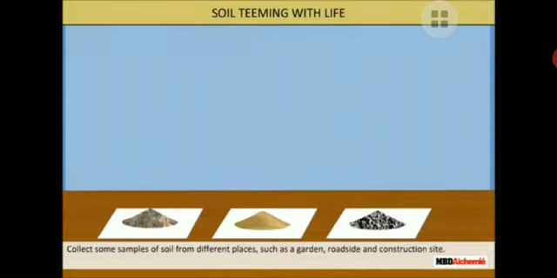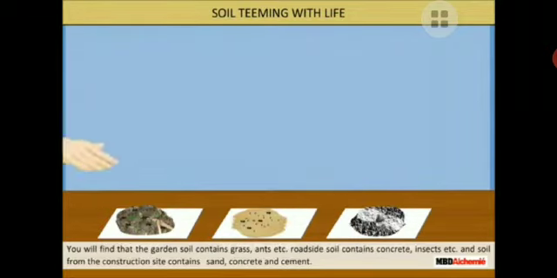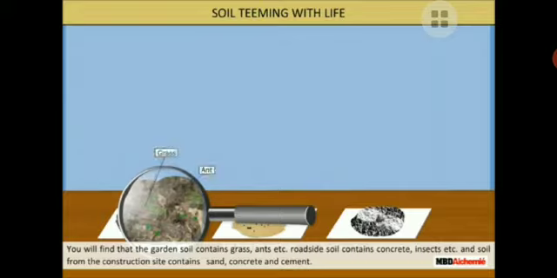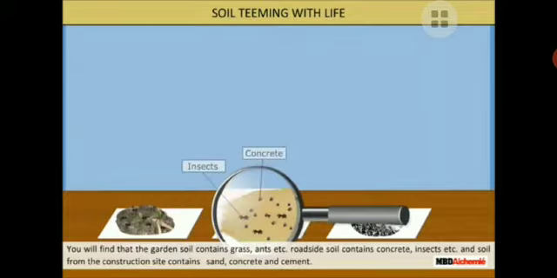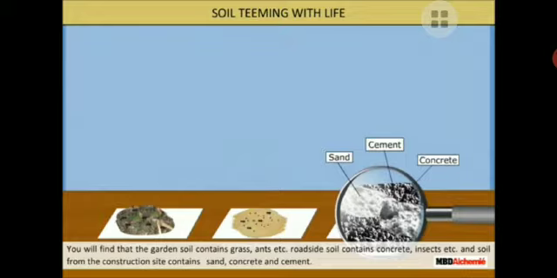Collect some samples of soil from different places such as a garden, roadside, and construction site. Examine these samples under a magnifying glass. You will learn that the garden soil contains grass, ants, etc. Roadside soil contains concrete, insects, etc. And soil from the construction site contains sand, concrete, and cement.